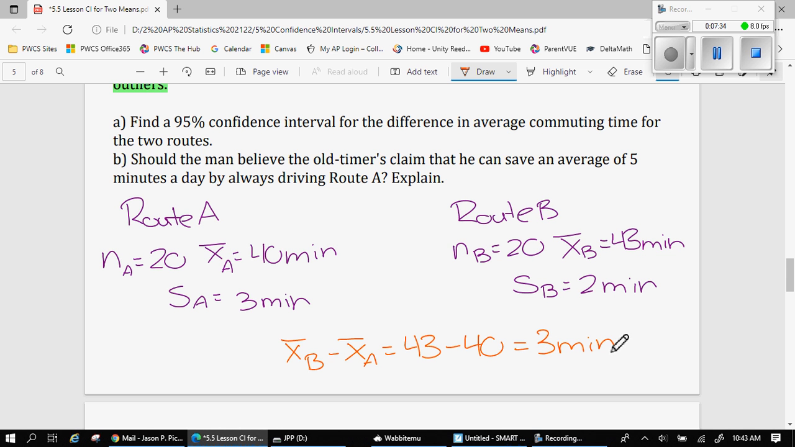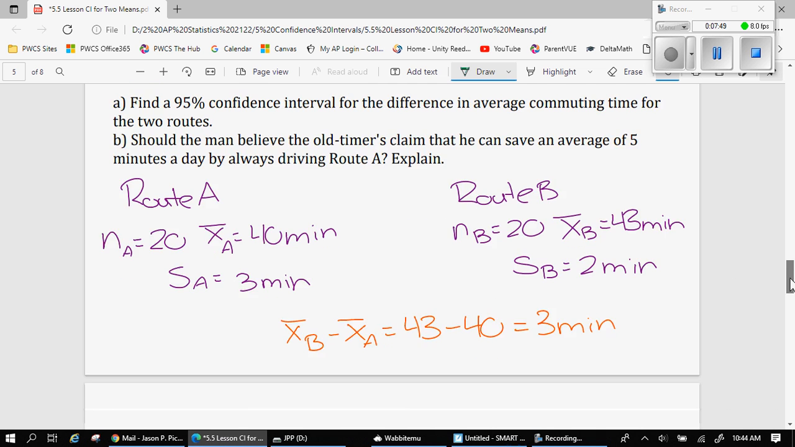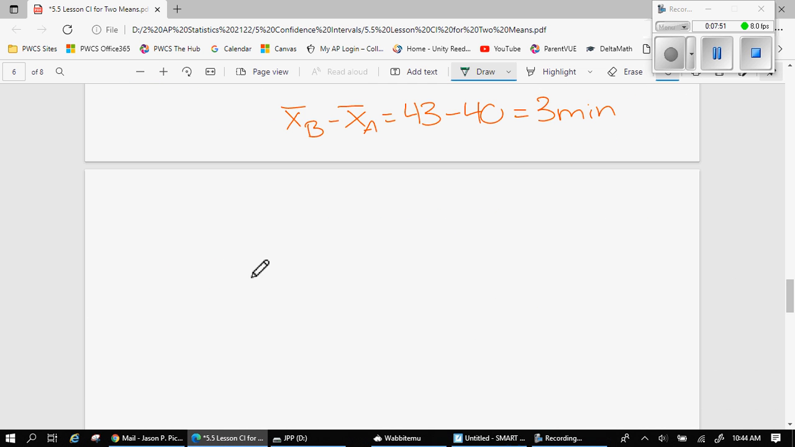So from our sample drive times, the average difference is 3 minutes. So that is the point estimate. So that would be the left side of our confidence interval, but of course we're going to use the calculator. So we are going to go and do a 2-sample t interval. So I'm going to pull up my calculator over here, if I can get it.